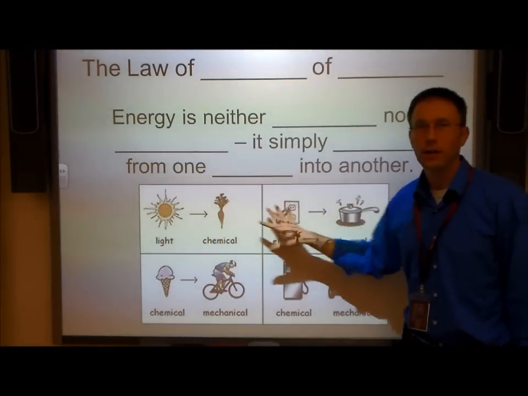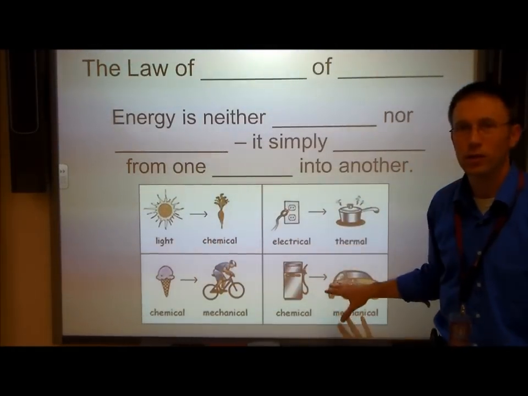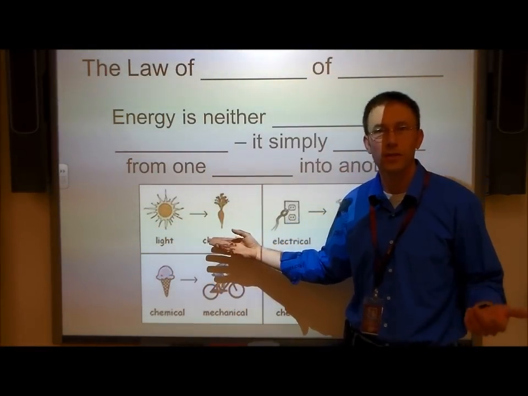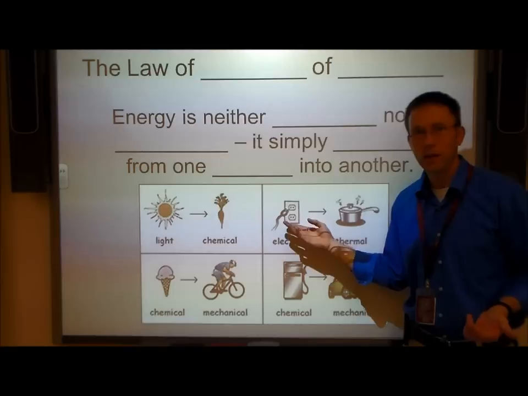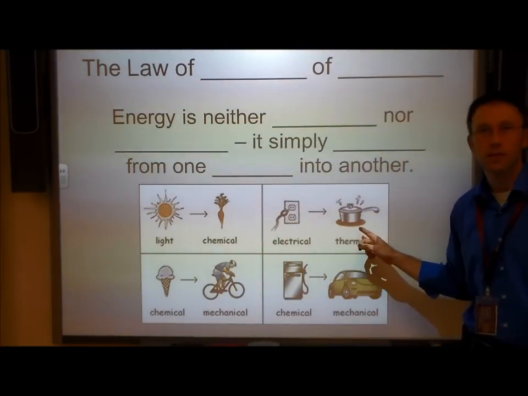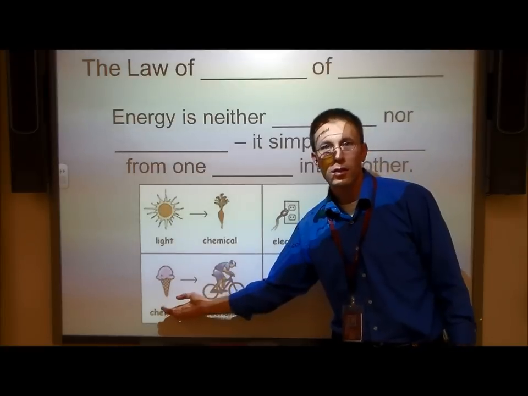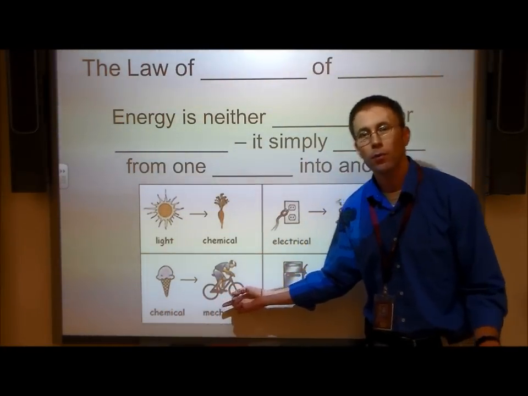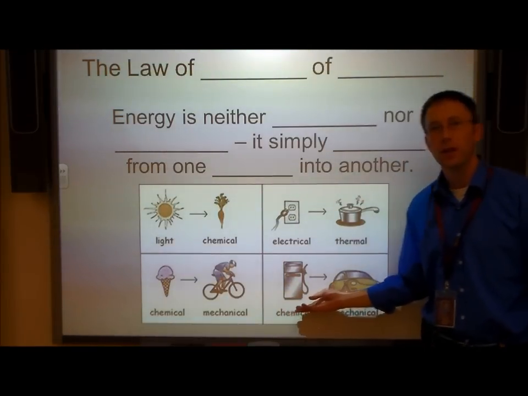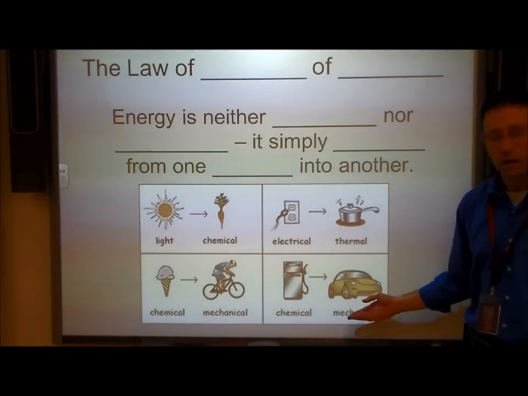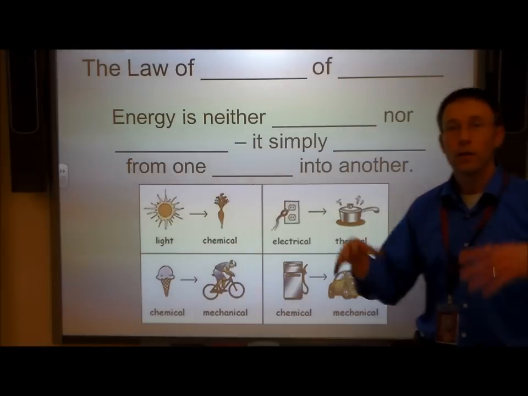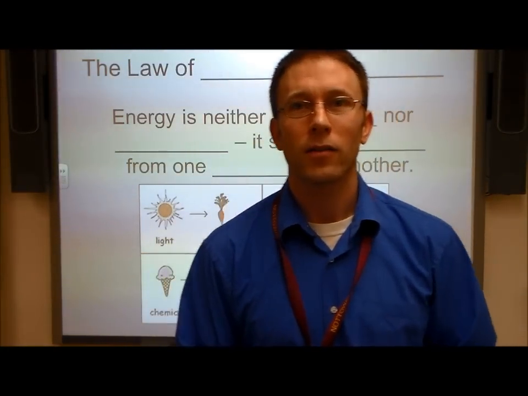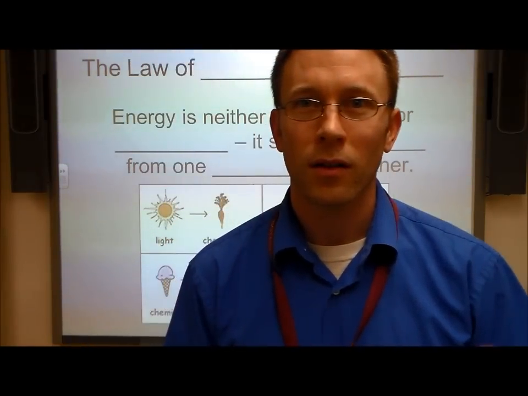And this little diagram down here shows some energy transformations. For instance, how the energy of the light from the sun gets stored in plants during photosynthesis. The energy of electricity that flows out of the socket gets turned into heat to heat your food. The chemical energy stored in the food that you eat is changed into the mechanical energy of your body moving. The chemical energy of gasoline is changed into the mechanical energy of your car. All these different kinds of transformations, and we're going to start looking next at how energy transforms from one thing into another.